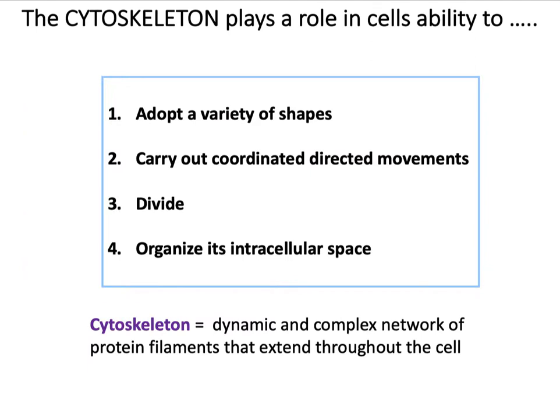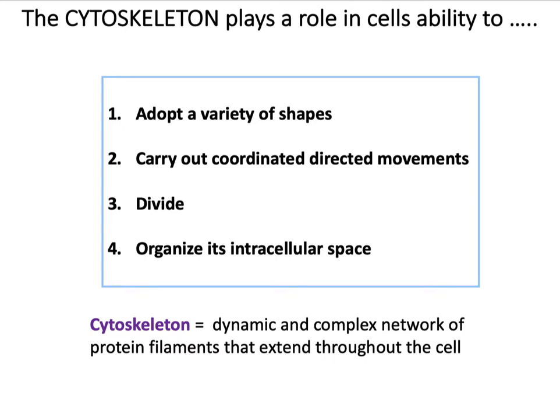The ability of cells to adopt a variety of shapes, to move in certain directions according to certain signals, to carry out coordinated directed movements, to divide by binary fission, and to organize their intracellular space all rely on a cellular structure known as the cytoskeleton. The cytoskeleton is made up of a number of proteins that polymerize into filaments. So the cytoskeleton is filamentous.